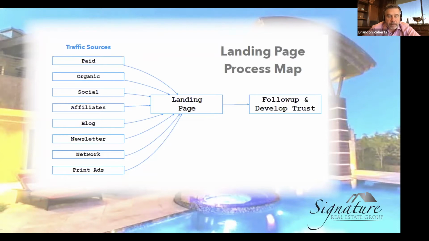Obviously paid ads. So you could pay Google pay-per-clicks. You could do paid ads on Instagram. You could do paid ads on Facebook. Just about anywhere you want to run an ad, you can do that. Organic social, which would be your social media. Your affiliates can drive them there, like your lenders and stuff. Your blog. Do any of you do a newsletter now? No. Okay, so a newsletter would be another great way to do it. Network, and obviously print ads.